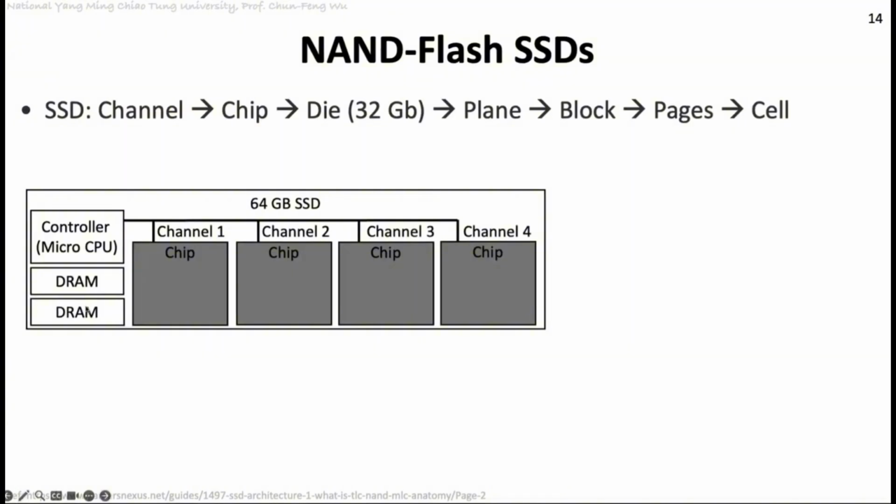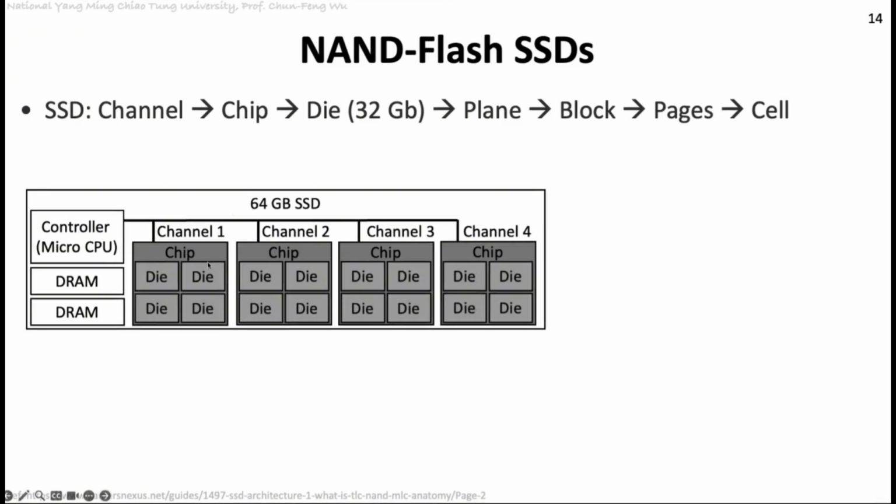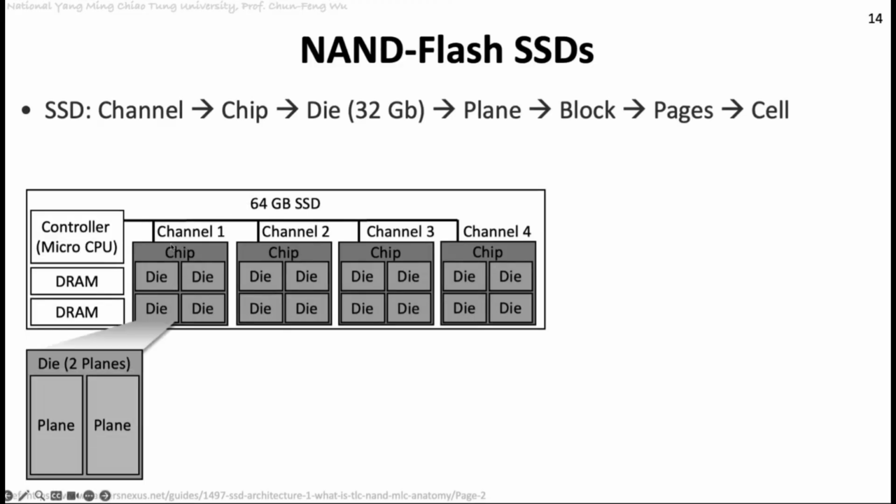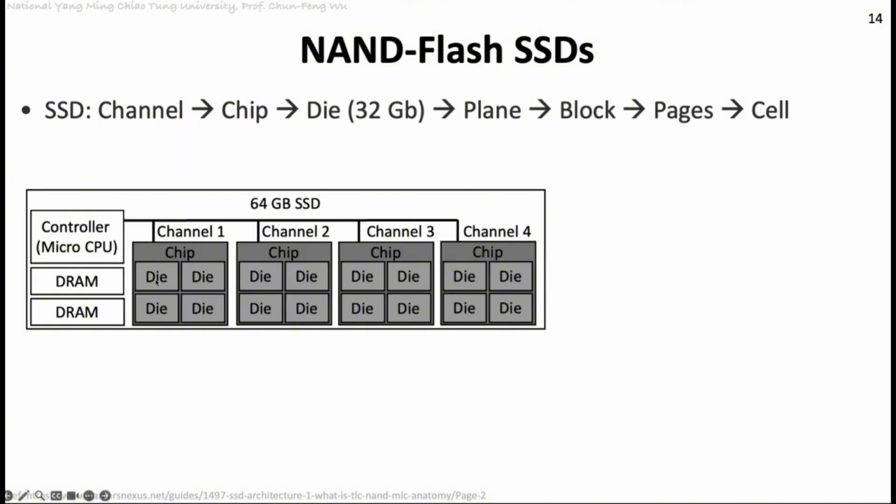Then, there are several channels connected to the controller. For one channel, there are chips on it. On a chip, there are usually several dies. In this example, there are 4 dies on each chip. The die is the smallest granularity for sending a request.